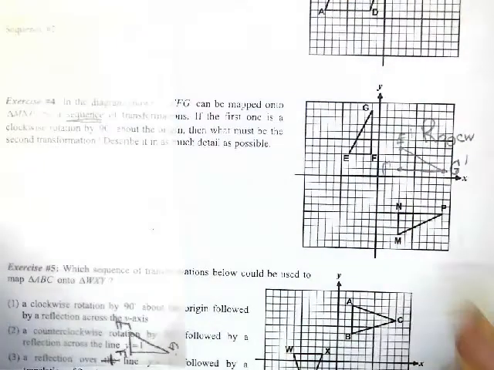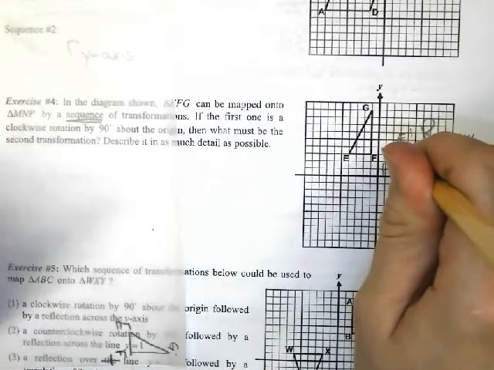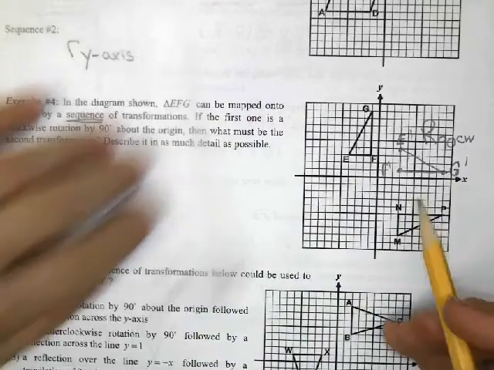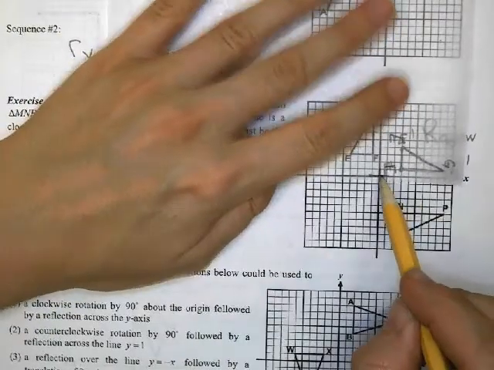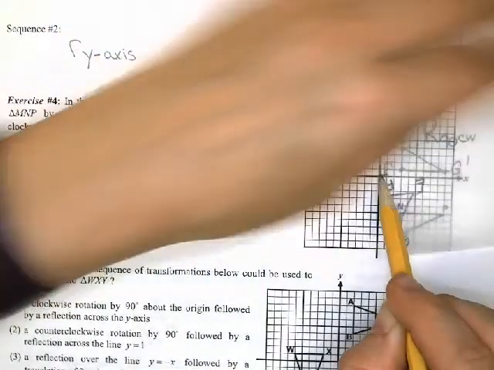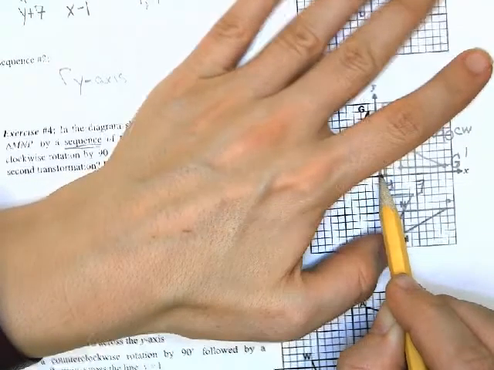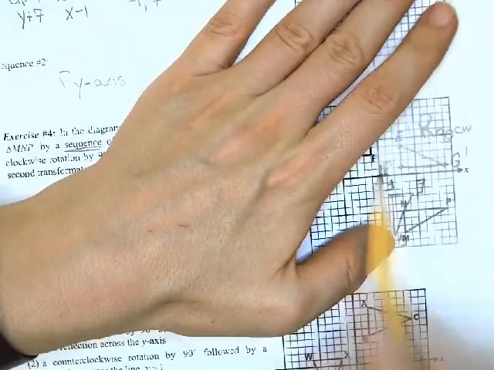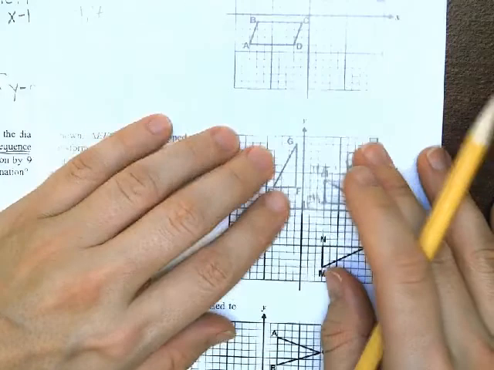Okay, now I need to figure out how to get from here to this image. Well, there's only a couple of things that we can do: a translation, a rotation, or a reflection. If I try to take this and rotate it another 90, it's not going to match. I'm upside down. All right, so rotation's out.